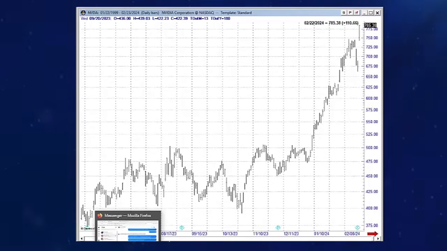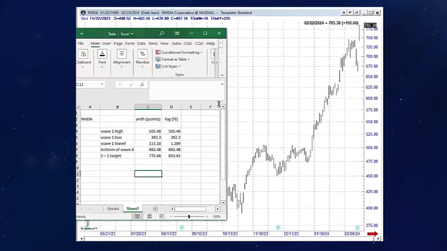So what do we do? Well, I threw together this handy-dandy Excel spreadsheet since I didn't want to waste time. The wave 1 high, right here, 505.48. The wave 1 start, 392.30. So the wave 1 travel in points, arithmetic scale, is 113 and change. The bottom of wave 4 over here, assuming that's wave 4, 662 and change. You add 113 to 662 for your 5 equals 1 target, and that gives you 776, which is what my ballpark was in my head.